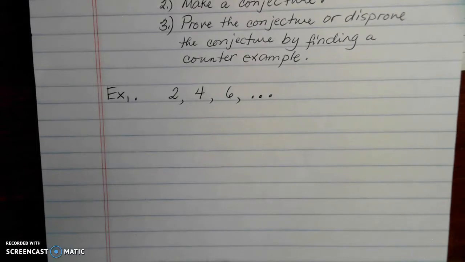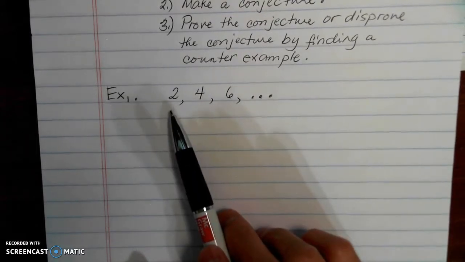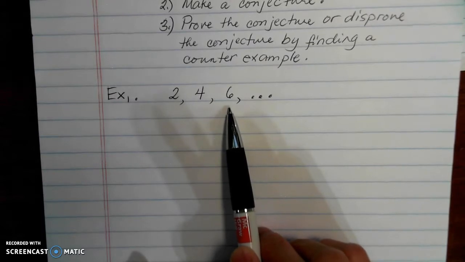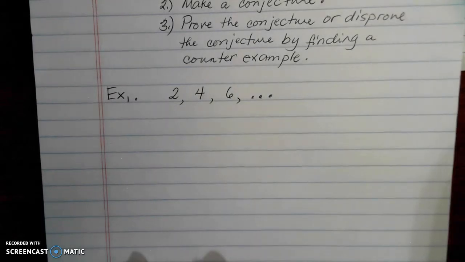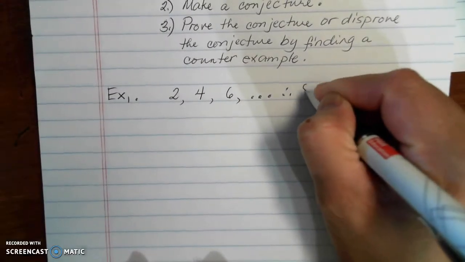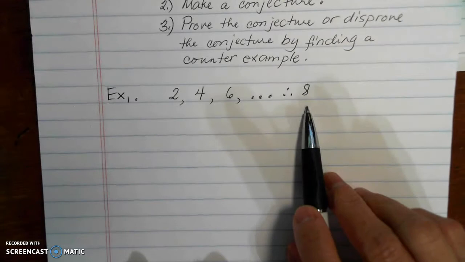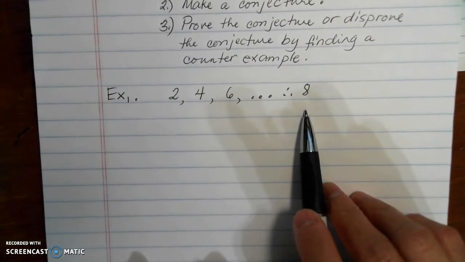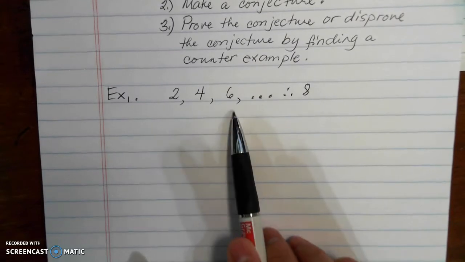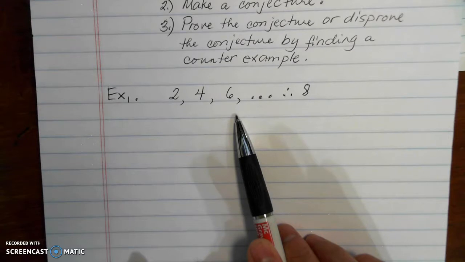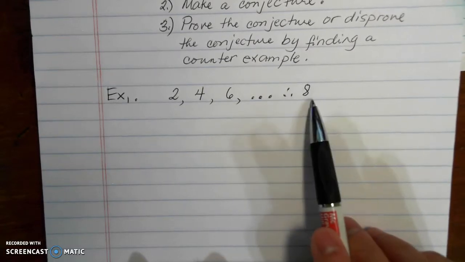Example number 1. My pattern is 2, 4, 6. Therefore, I conclude that my next number is going to be an 8. That's my conjecture. I really could not find a counterexample for this one because I am just following a pattern. So 2, 4, 6 are my first numbers. Therefore, my conjecture is the next one will be 8.